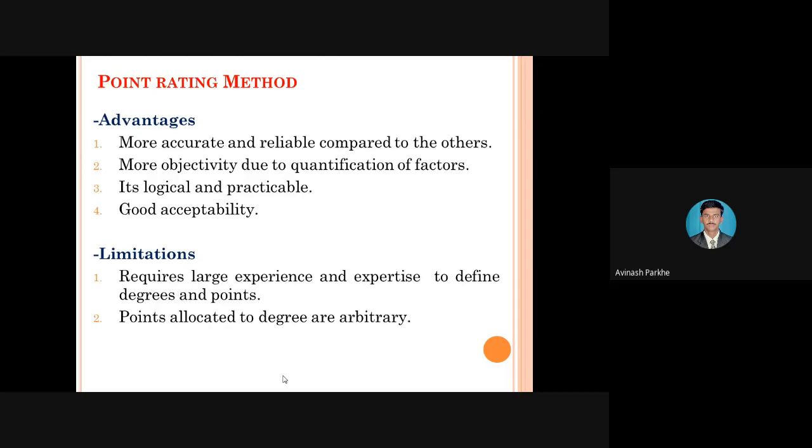It's logical and practicable, and good acceptability is there. So these are the advantages we have discussed, but it also has some disadvantages, that is, it requires large experience and expertise to define the degree and the points.